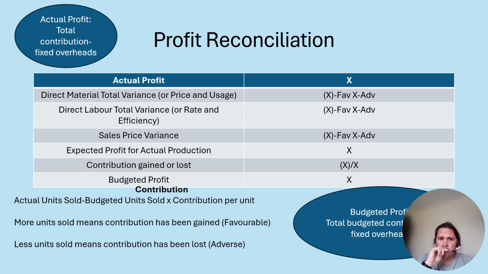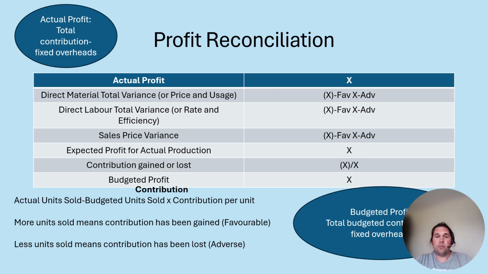Then what you've got is the expected profit for actual production. That isn't necessarily something that has to be there, but just so you're aware it can. The key thing and where a lot of the marks is going to be is contribution gained or lost. So what we look at is the difference between the actual amount of units sold and the budgeted units sold, because the difference is the contribution gained or lost. If we sold more units than we thought, well, we're going to make more contribution than we budgeted for. If we have less, then we've made clearly less contribution than we budgeted for.